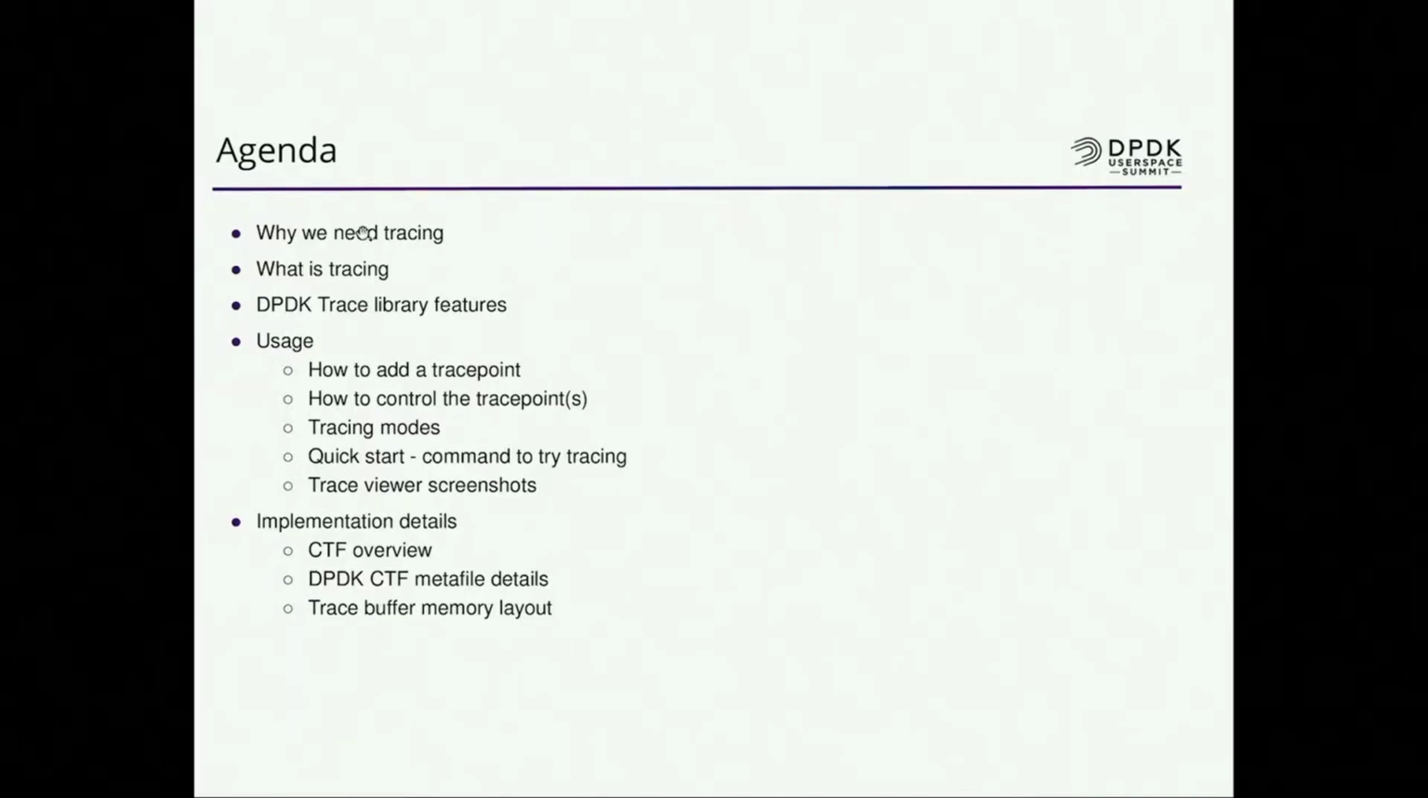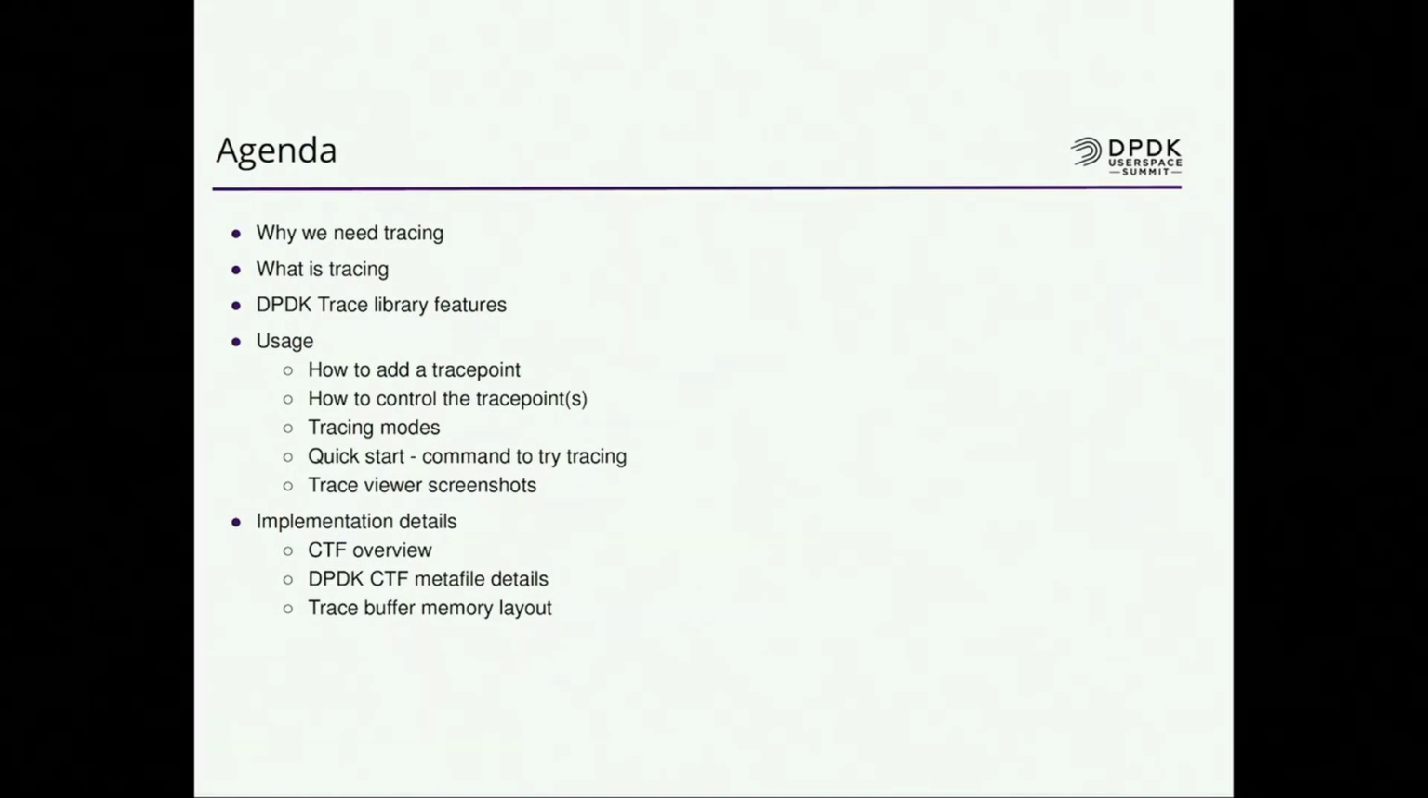So as an agenda, let's get started with why we need tracing and what is tracing. And we'll be explaining DPDK Trace library features. And in terms of usage, we'll be telling how to add a trace point and how to control the trace points and what are the different tracing modes. And as a quick start, the commands to try tracing with upstream DPDK. And I have attached some of the trace viewer screenshots so we can see how we can view the trace which is emitted by DPDK.